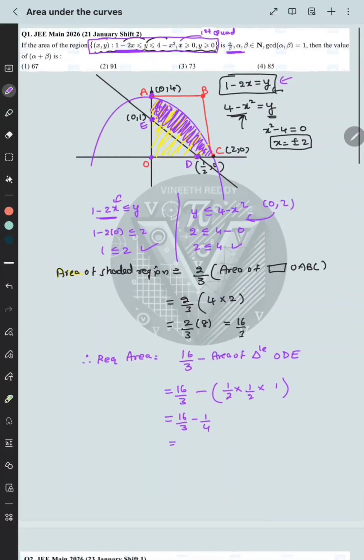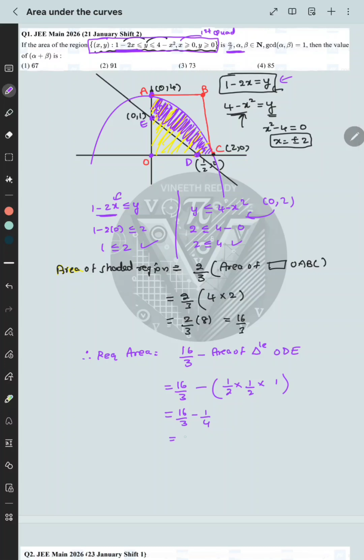So this should be 16 into 4 is 64, minus 3, should be 61, divided by, I guess, 12. Yeah, 61 and 12, I don't think they have a common factor. So the GCD of 61 and 12 should be 1, I think. Now this should be alpha and this should be beta. So what is he asking? Alpha plus beta should be 61 plus 12, that should be 73. So 73 is option 3. Indeed, this is the right answer.